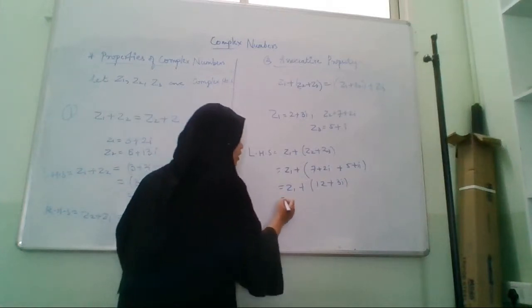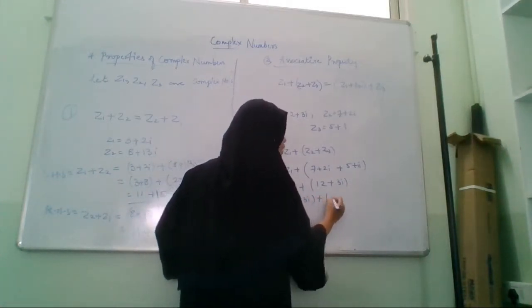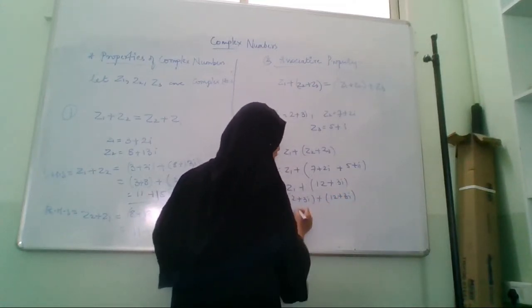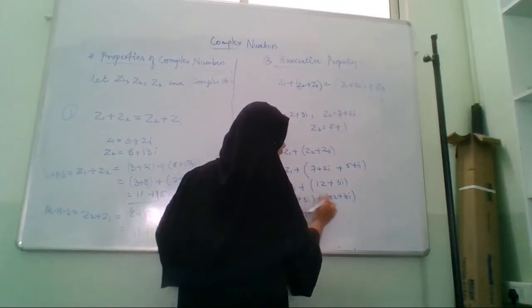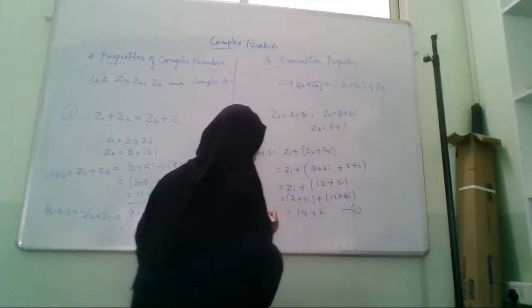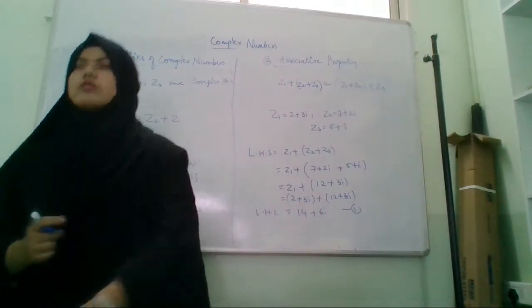Now what is the value of Z1? It is 2 plus 3i, plus 12 plus 3i. So 2 plus 12 will be 14. 3 plus 3 will be 6i. So call this equation 1. This is your LHS. Now we will find RHS.